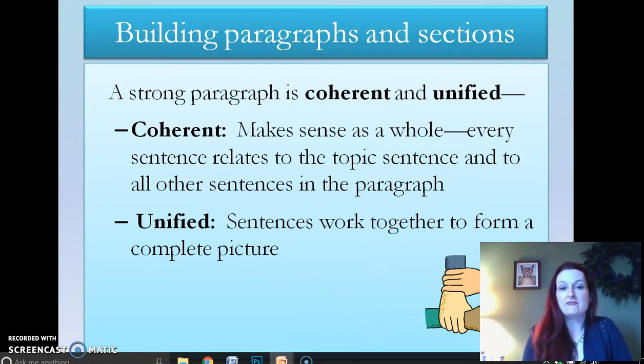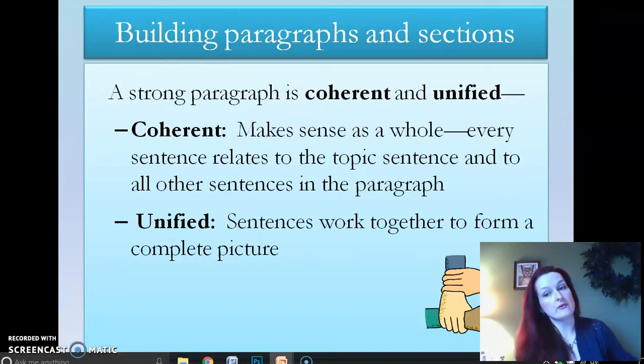A strong paragraph is also coherent and unified. So when we talk about coherence, what we mean is that the paragraph makes sense as a whole. Every sentence in it is going to relate to the topic sentence and to all the other sentences in the paragraph. So you guys probably remember watching Sesame Street as a kid. I know I did. And there was this little frequent game that they would play.